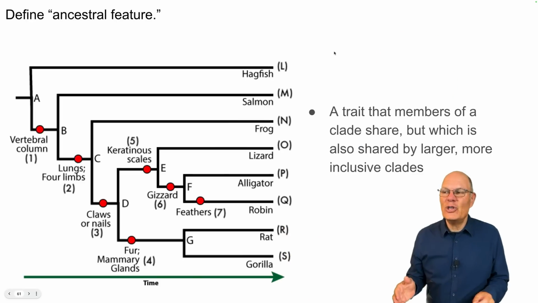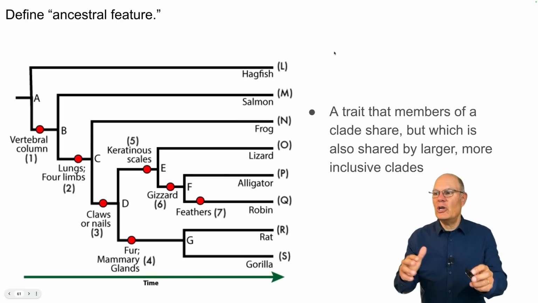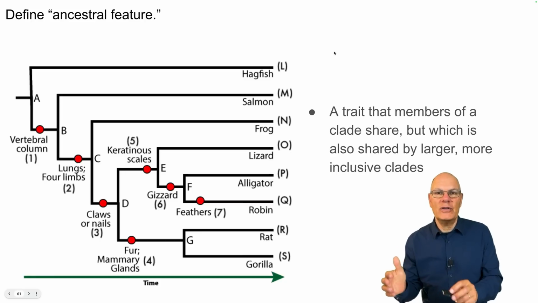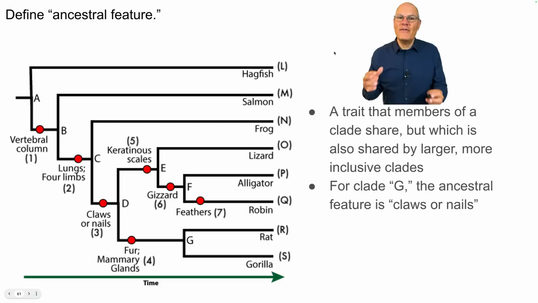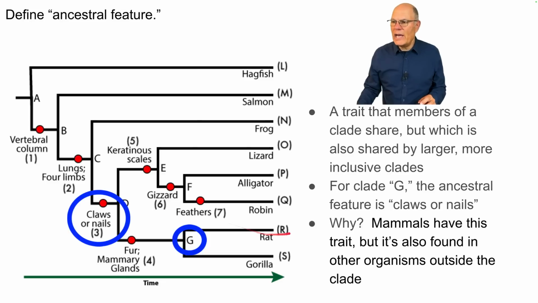An ancestral feature is a trait that members of a clade share, but which is also shared by larger, more inclusive clades. It doesn't define the clade. So for clade G, which includes rats and gorillas, that's the mammal clade, an ancestral feature would be claws or nails. And why is that? Because mammals, they do have that trait, but it's also found in this larger, more inclusive clade that runs from lizards down to gorillas over here.